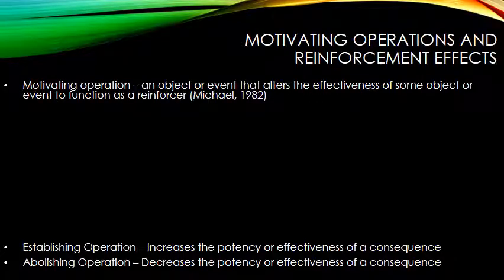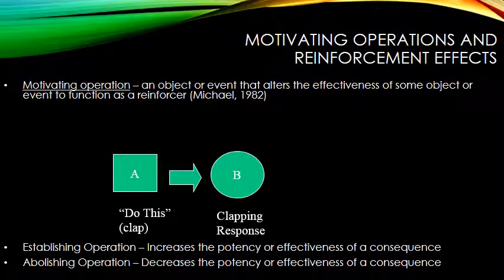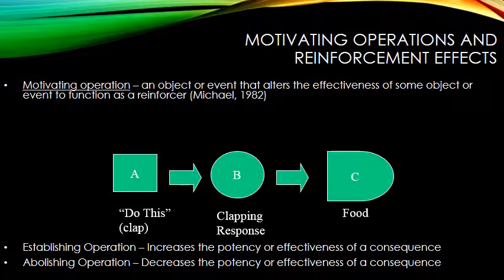So when we talk about motivating operations, again, it's an object or event that alters the effectiveness of some object or event to function as a reinforcer. So what that really means is motivating operations are going to occur in our antecedent. So in the example here of an antecedent where somebody says, do this, and then claps their hands, the individual of interest engages in clapping, and then they're delivered food.